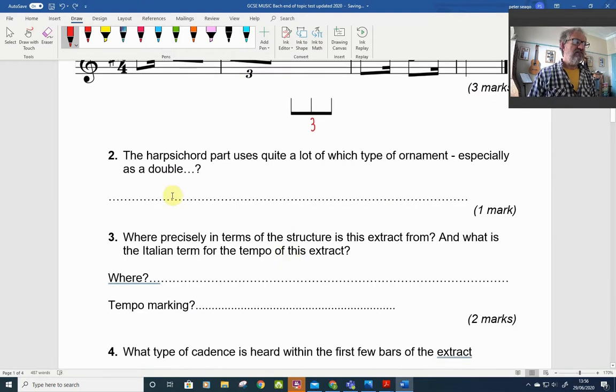Question 2, nice and simple. The harpsichord part uses quite a lot of which type of ornament? An ornament is a decoration. I wrote in the word turn is wrong. So there's a nice easy start there.